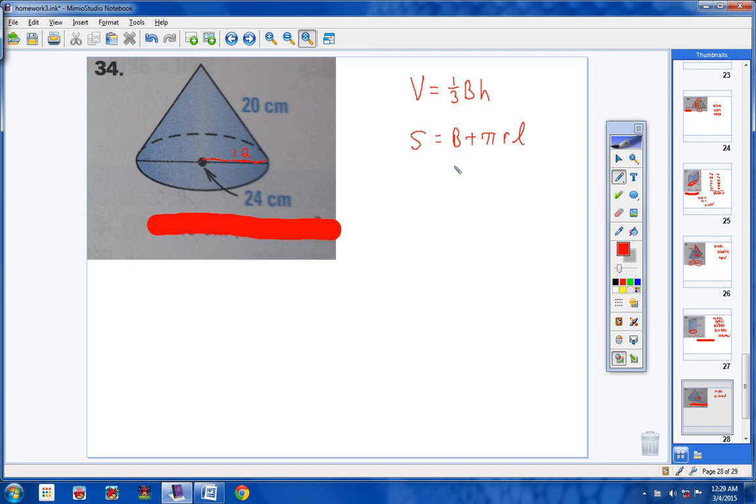Now, let's find the area of your base. Your base is a circle. And of course, the area of a circle is pi r squared plus pi r l. Now, we do know the slant height is 20. So that's good. And we know the radius is 12. So for pi right here, I'm going to put 3.14 times the radius, which is 12, times the slant height, which is 20.